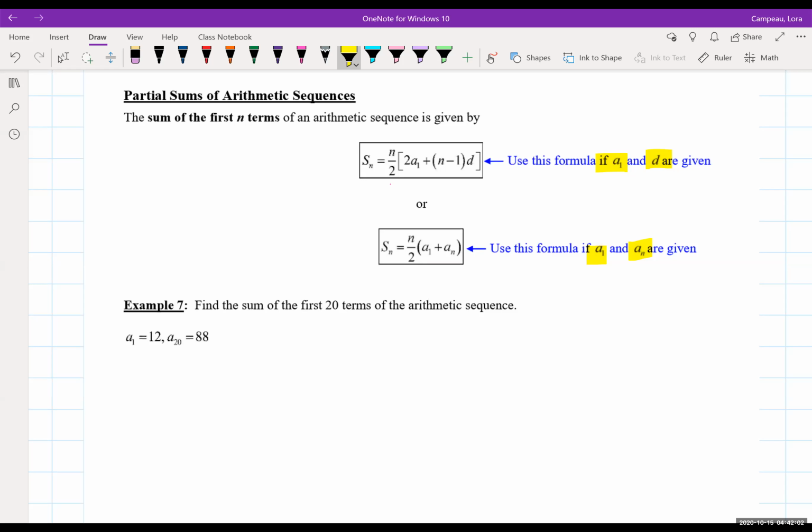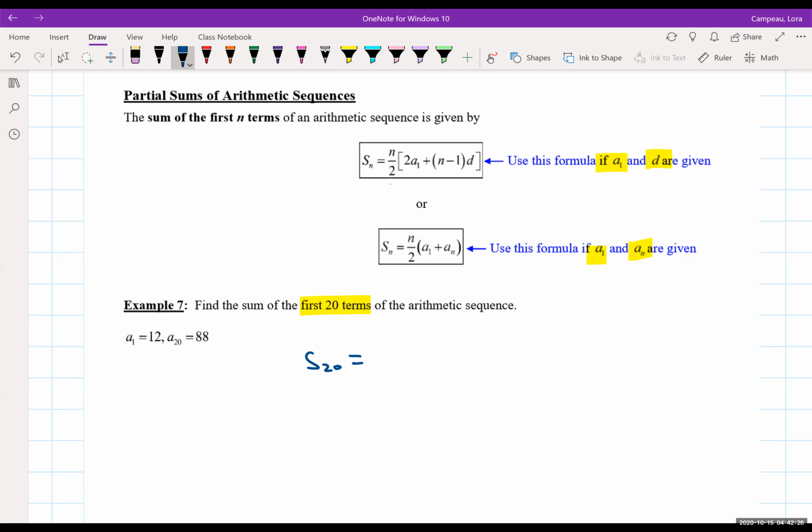So starting off, if we look at this example, we are asked to find the sum of the first 20 terms of the arithmetic sequence. Just to help with notation, the sum of the first 20 terms would be S sub 20. And you just have to decide what formula we're using.